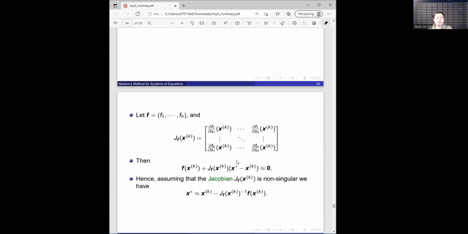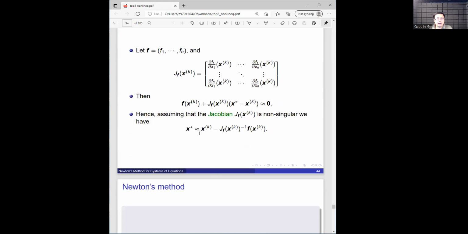And now if I rearrange this equation, I move this F(xk) to the right, and I multiply with the inverse of this matrix. Then I just have x star approximately equal to the kth iteration of the vector x minus the J inverse times F of xk, okay?